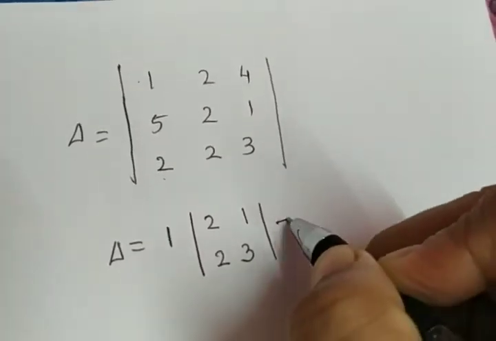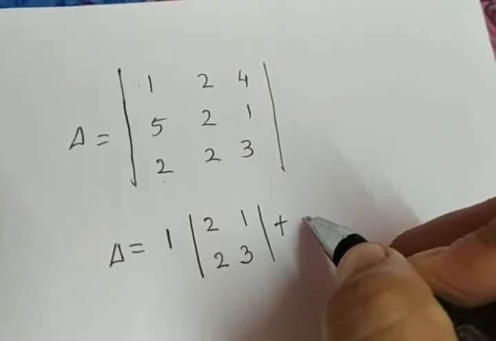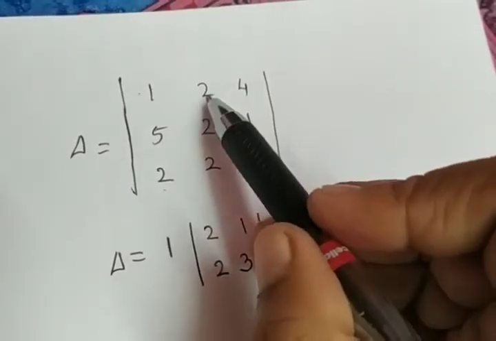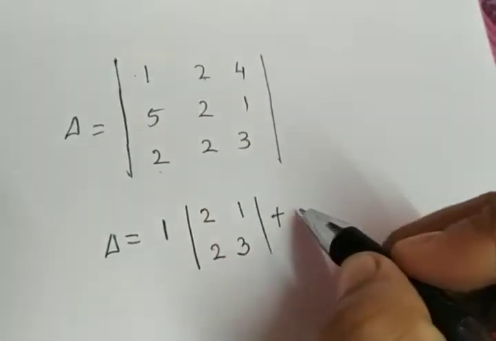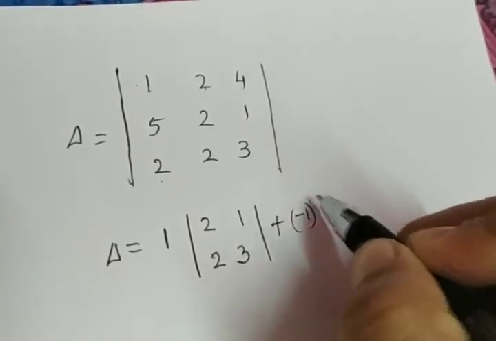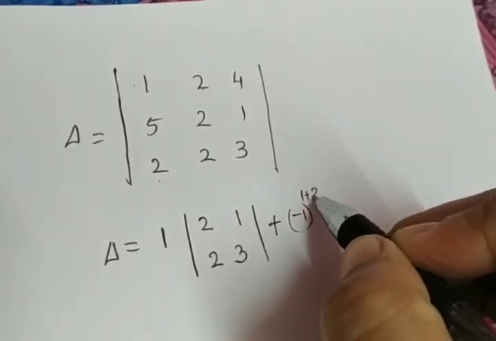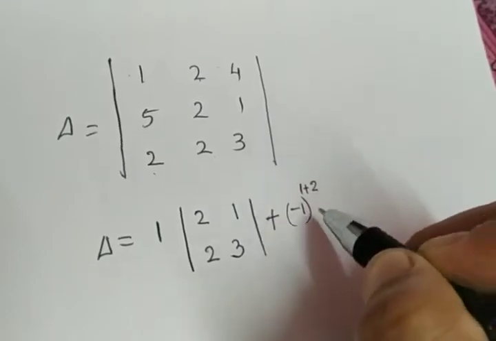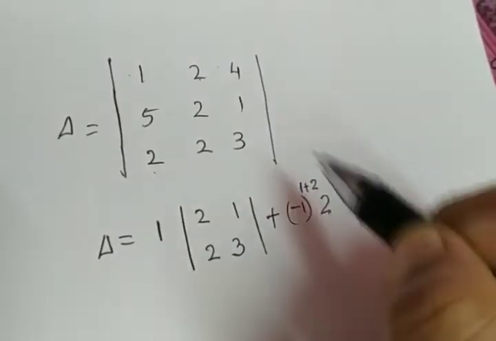Isn't it? Plus, we will take the sign as negative. Why? Because 2 is in the first row, second column. That means we will take it as minus 1 raised to first row plus second column. That is how we are getting negative. Again, into 2, 2 is a term.